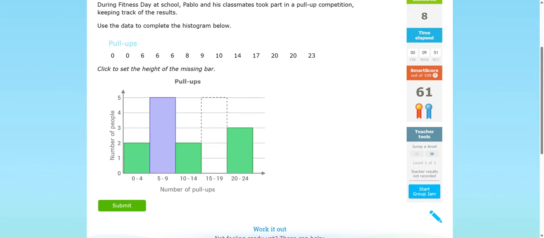So what is in the 15 to 19 bin? We're looking for numbers between 15 and 19 inclusively. There's no 15s, there's no 16s. Here's a 17. I don't see an 18 or a 19, so there's only one. Like that.